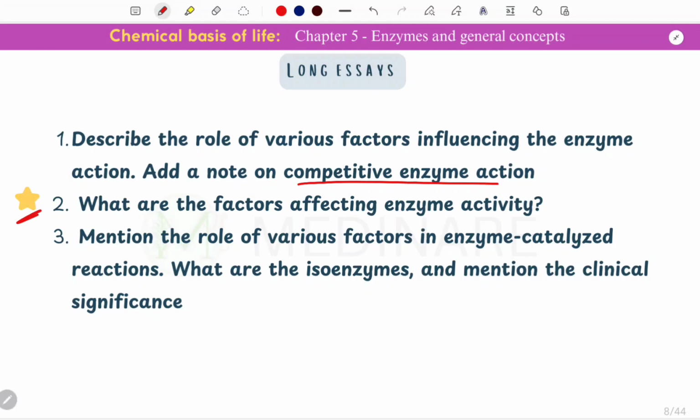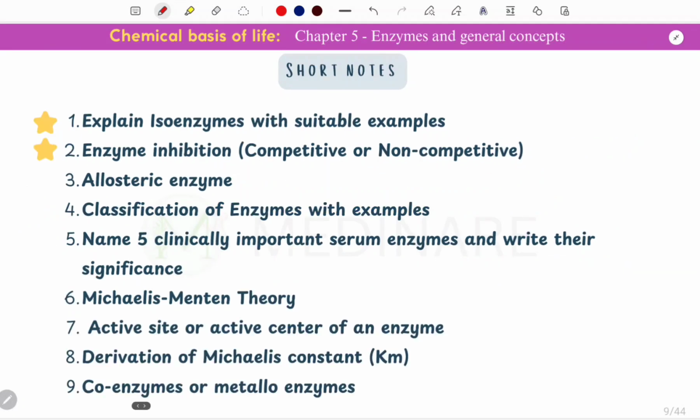The question is, what are the factors affecting the enzyme activity? The next question is, mention the role of various factors in enzyme catalyzed reaction, and what are isoenzymes, and mention the clinical significance. Moving on to the short notes of the same chapter, explain isoenzymes with suitable example. Then the next question is about enzyme inhibition. This is also very important. The next one is allosteric enzyme. Classify the enzymes with examples of each.